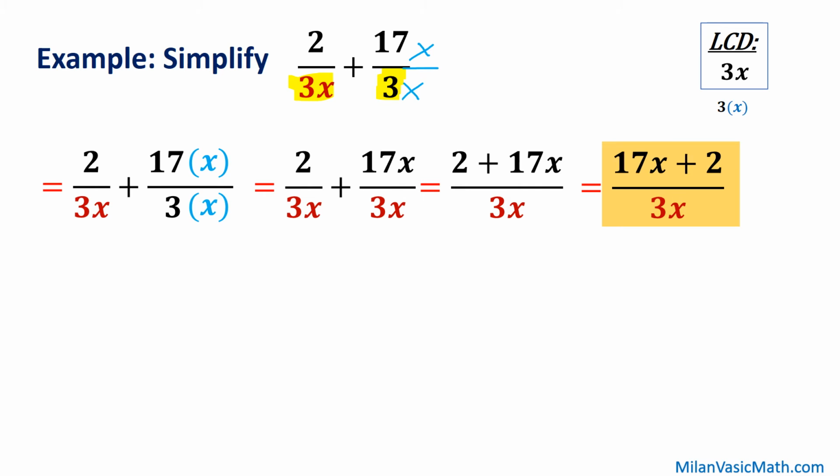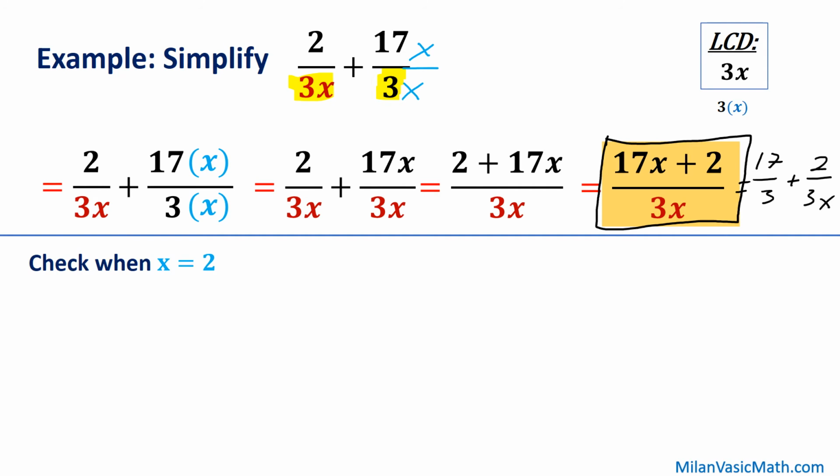Sometimes you might see that written as 17 over 3 plus 2 over 3x, if you simplify it, but it really depends what you're doing. For what we're doing, this is probably the best way to express it.